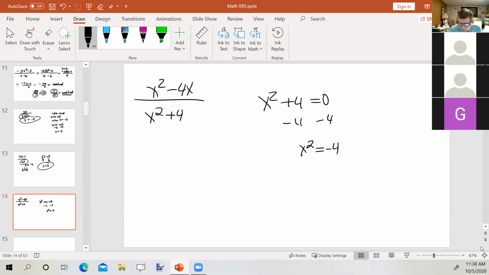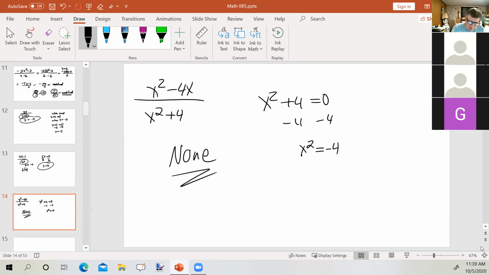Could a real number squared ever equal -4? Could a real number times itself ever equal -4? What's negative times negative? Positive. What's 0 times 0? 0. What's positive times positive? Positive. Could a real number times itself ever equal a negative number? No. So there are none.